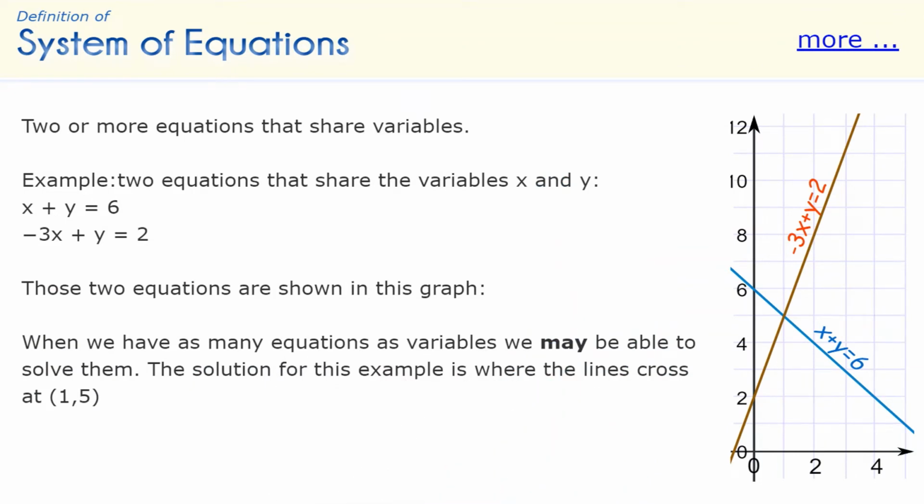Okay, so same deal as before when we learned how to solve systems of equations with substitution. A system of equations is two or more equations with shared variables. For example, two equations are shown there where they're intersecting on a graph, and you can find the point that is intersecting, which there you can see is (1, 5).